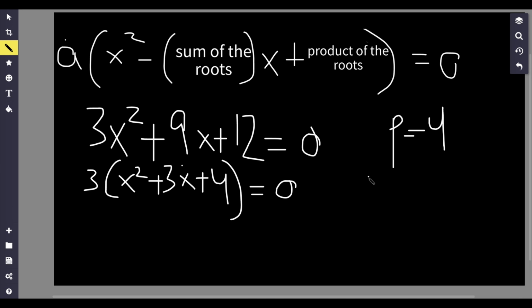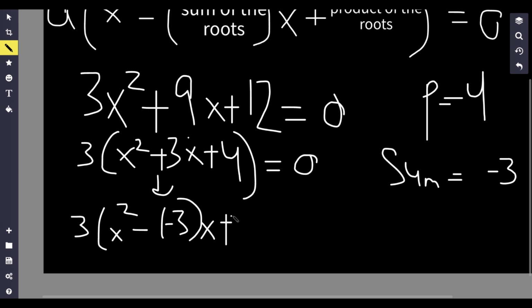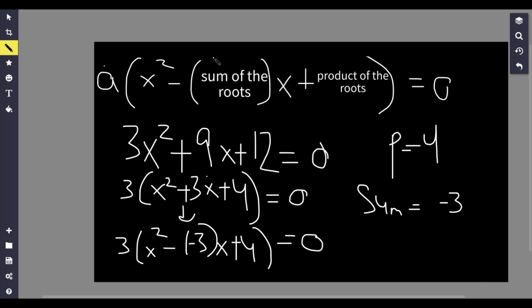And then the sum of the roots is just going to be equal to negative 3, because we can rewrite this thing as 3 times x squared minus negative 3x plus 4 is equal to 0. And then you notice how now it's in the correct form, right? So the sum of the roots, if you're using this way to solve this problem, just know that it's always going to be the opposite of what's going on here. So it looks like the sum of the roots is 3, but in fact it's actually negative 3. It's always the opposite of what you're expecting.